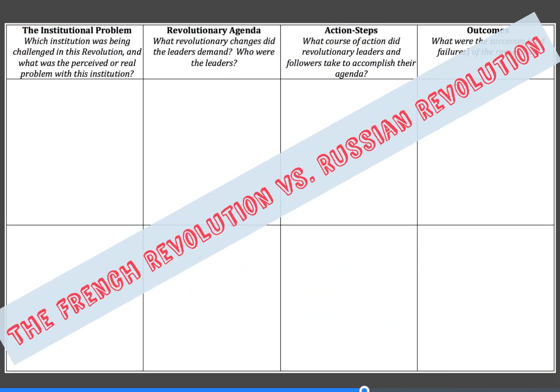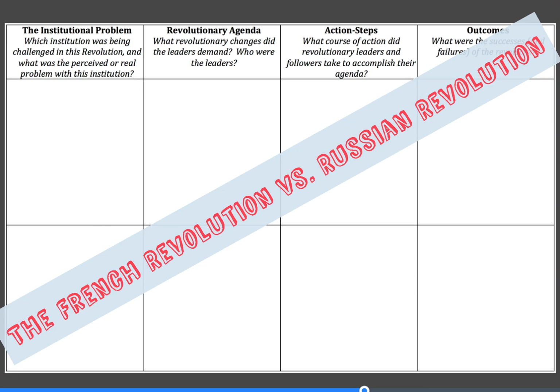Okay, so now that you're turned to page 57, you can see this chart, which should be somewhat familiar to you. Maybe you remember looking at this for the Reformation and the French Revolution. And we're going to use it today to compare the French Revolution and the Russian Revolution.